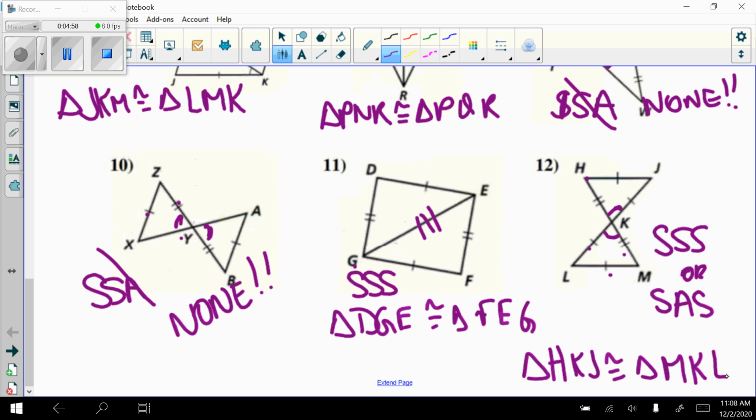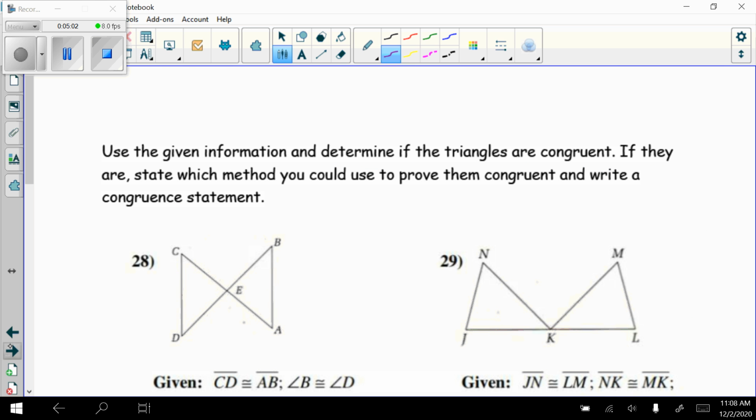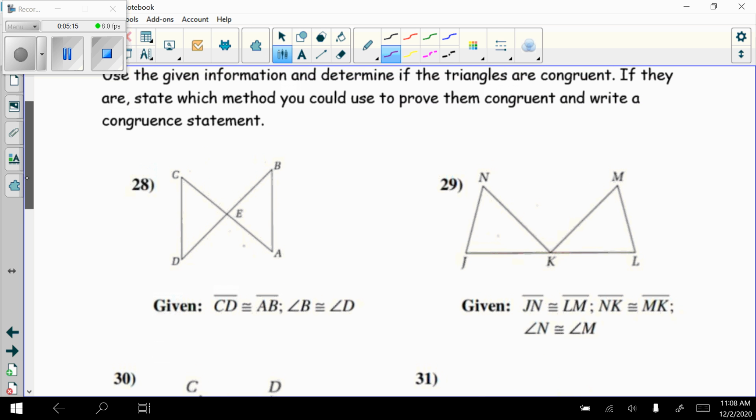All right, so let's go to the back. It says use the given information and determine if the triangles are congruent. If they are, state which method you could use to prove them congruent and write a congruent statement. So again, now they're giving me the information and we have to mark the triangles ourselves.